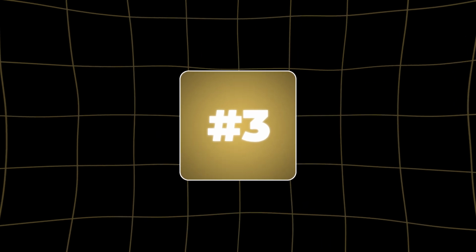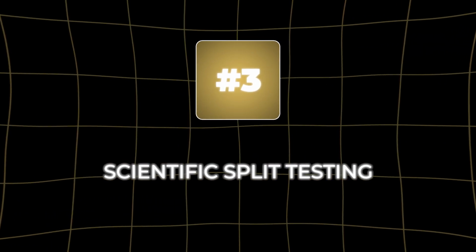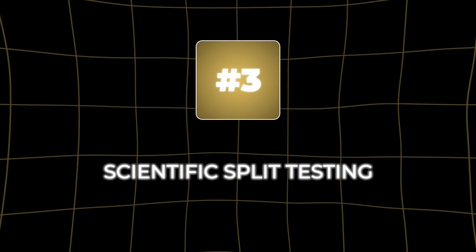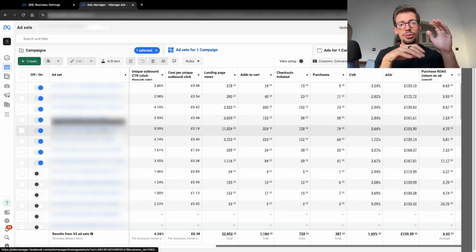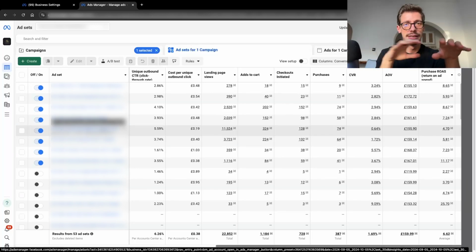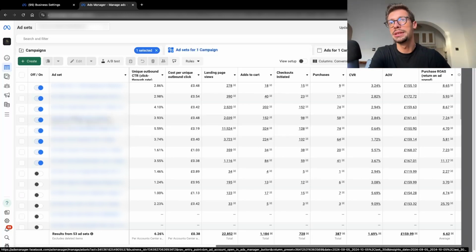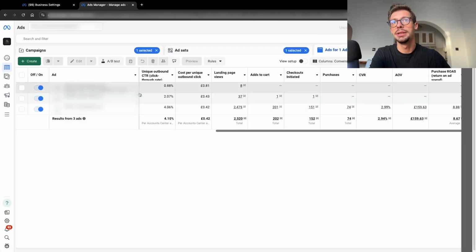Now the third thing, and this is very important, but again gets ignored a lot, is scientific split testing. If you're running a campaign, you want to have different ad sets, of course, but in the ad sets, you don't want to mix statics and videos or even different ad ideas, even if they are all static or videos. But what you want to do is, for example, here, let's go into this ad. Now here we have 3 times the same ad.